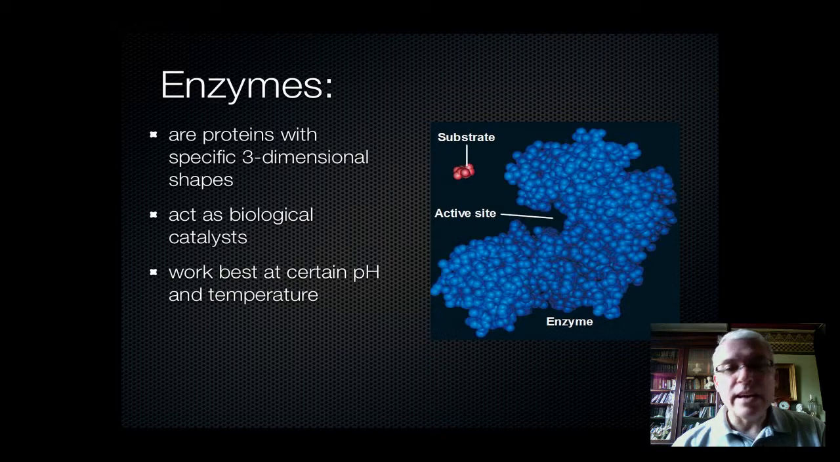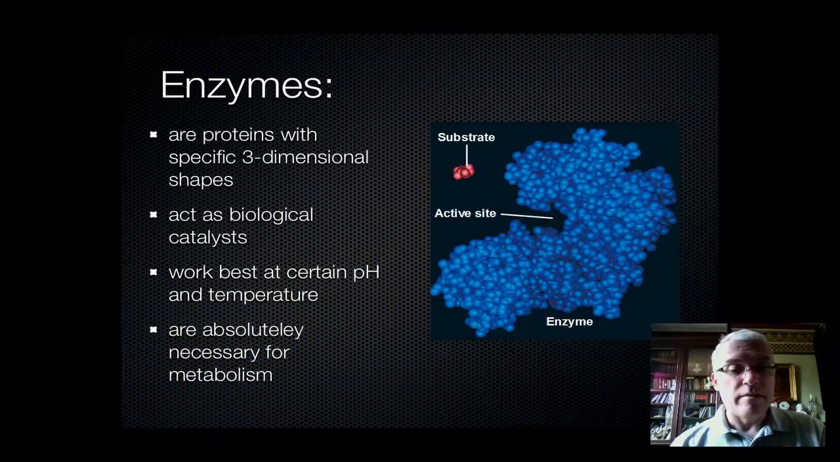Enzymes work best at a certain pH and a certain temperature. If you change the pH or you change the temperature, you're going to dramatically alter how quickly that enzyme works, if it still works at all. And finally, enzymes are absolutely necessary to the way our bodies and the way our cells work. Without them, life wouldn't exist. So let's watch what happens.